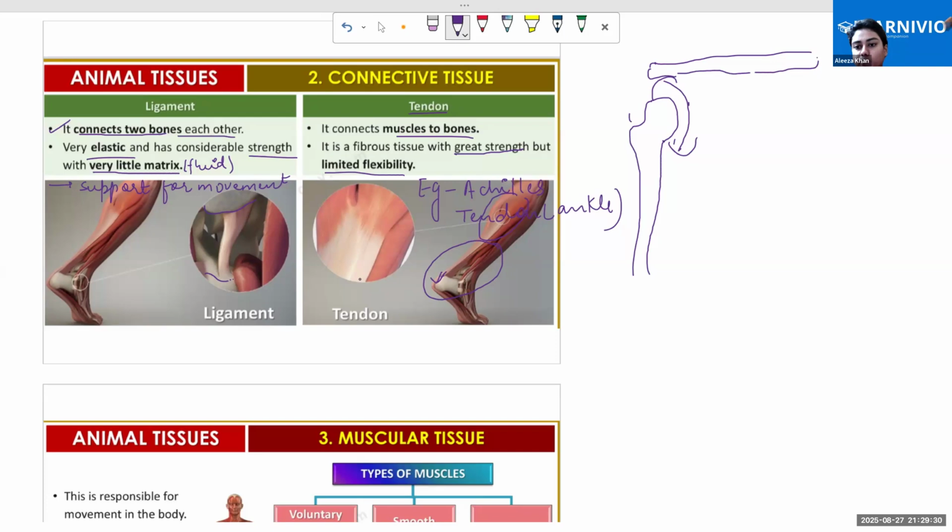You have to write this down. Yes, please write the difference between ligament and tendon. Okay, ma'am, sure.